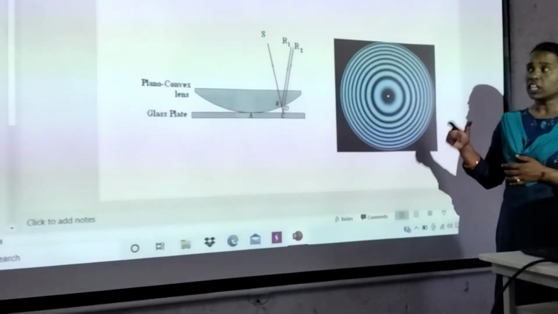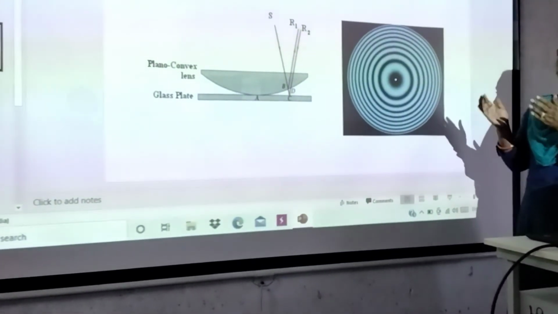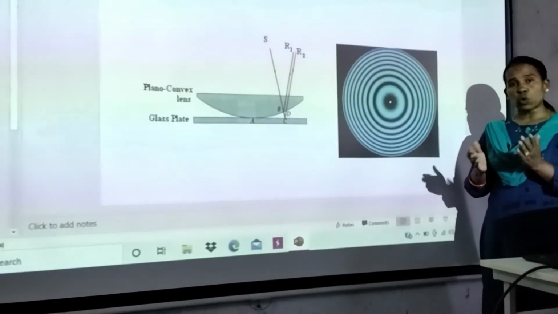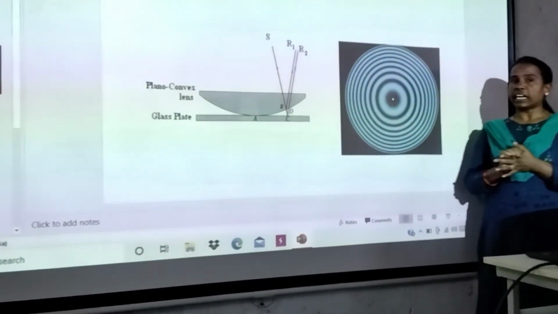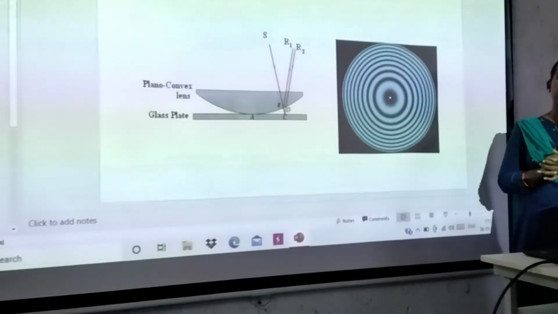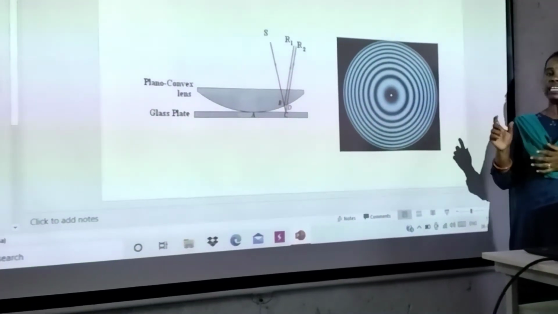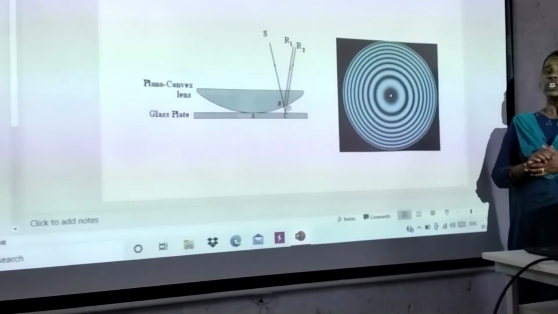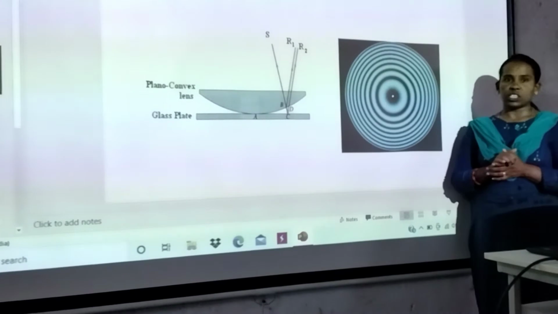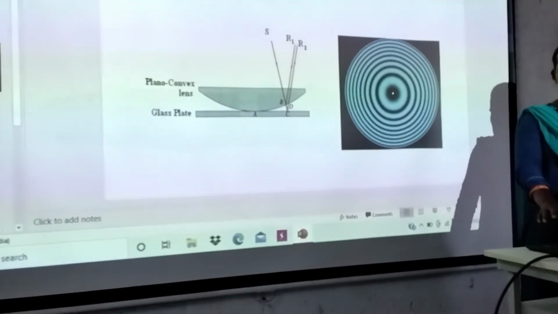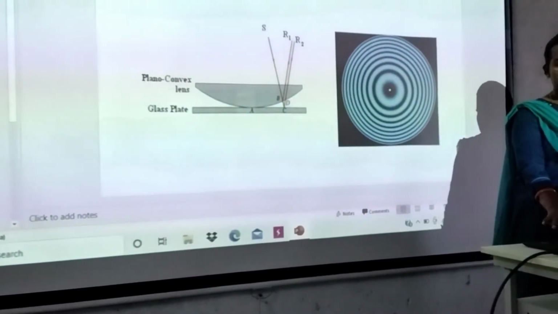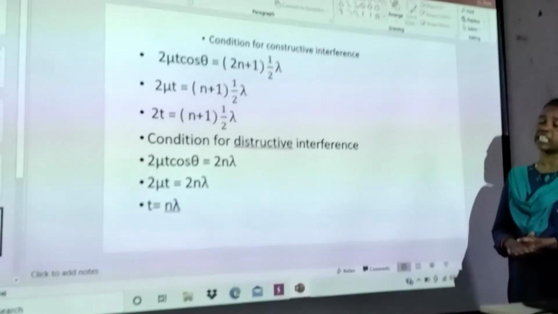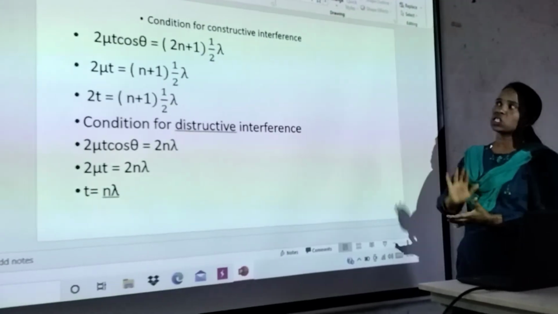Here, in order to derive this, we will take the condition from the cosine law. In the cosine law, we have studied that the condition for constructive interference is 2n plus 1 into lambda by 2 and the condition for destructive interference is n lambda. Sorry, 2n lambda. The condition for destructive interference will become 2n lambda. By using that, let us take the condition for constructive and destructive interference in the case of Newton rings. First, the condition for constructive interference.